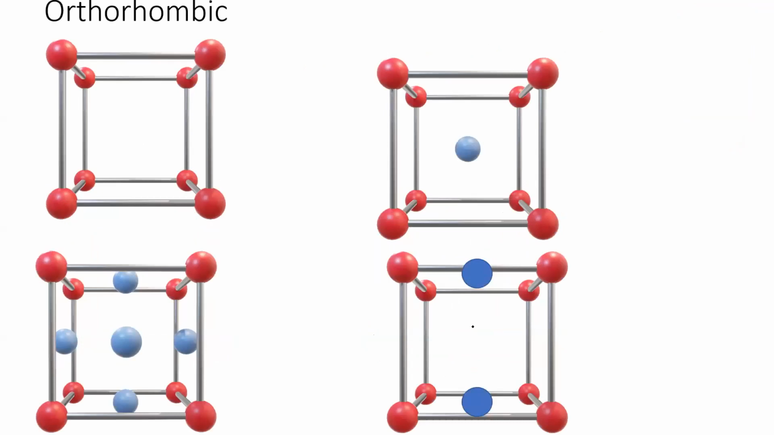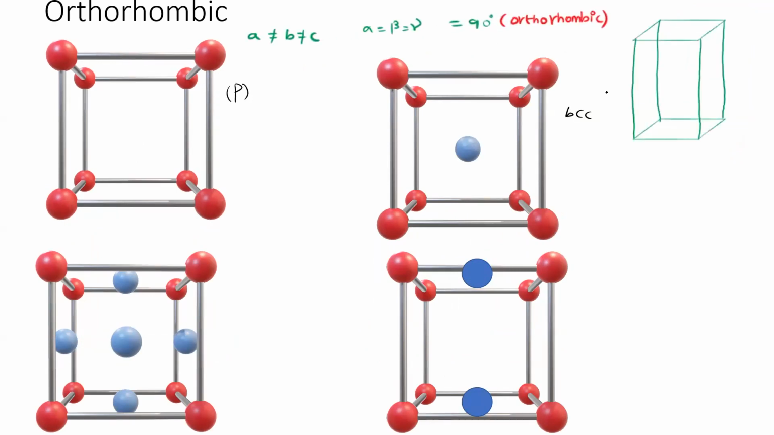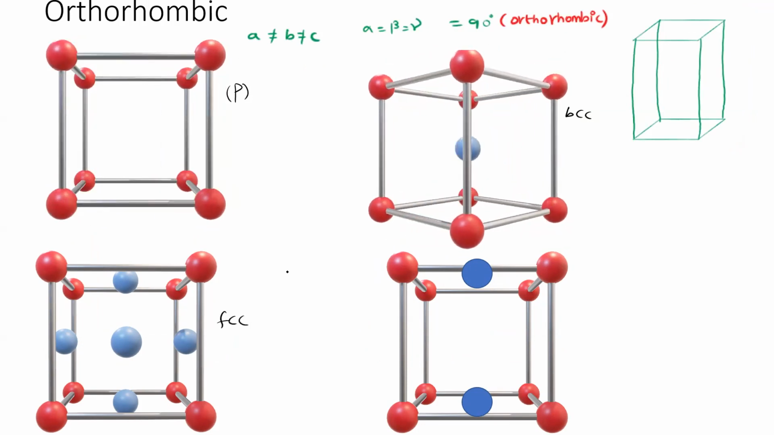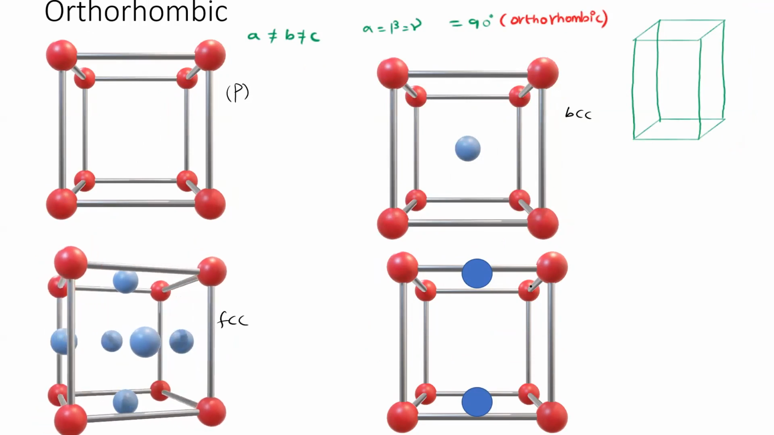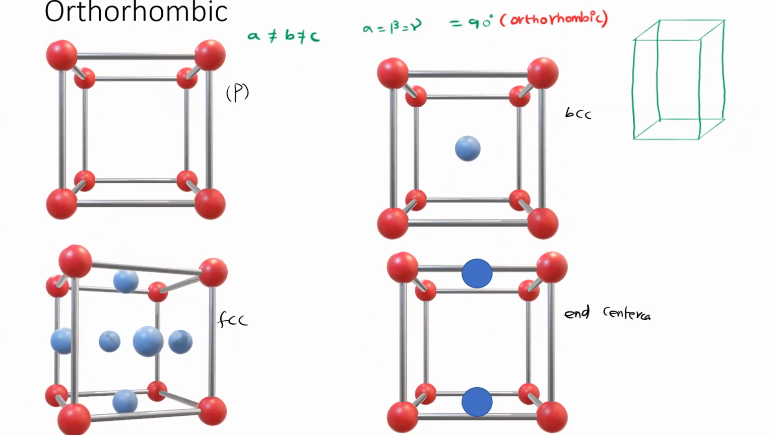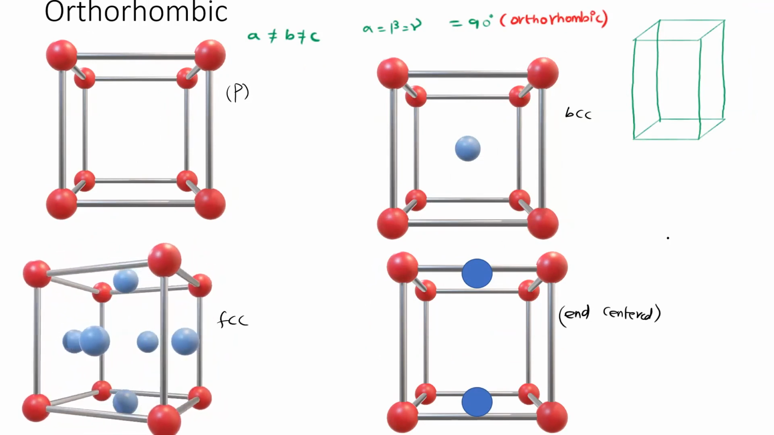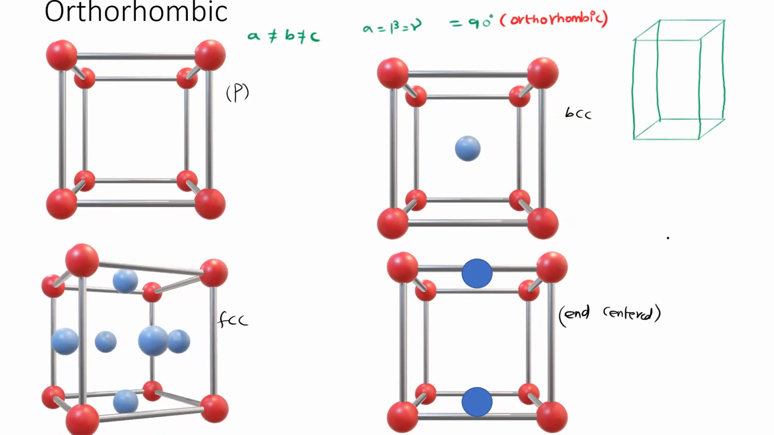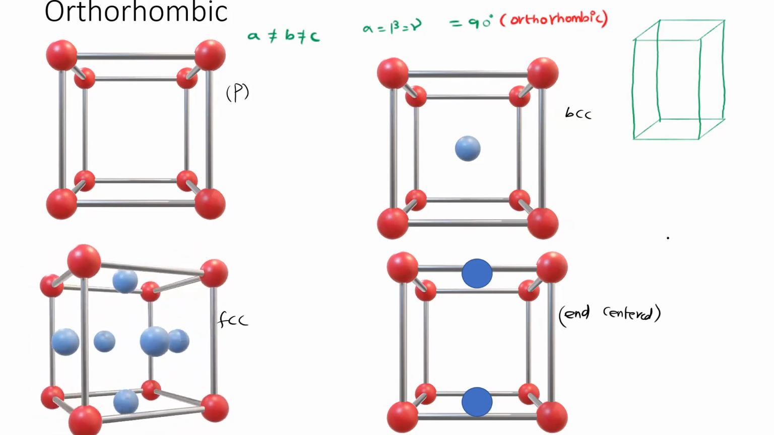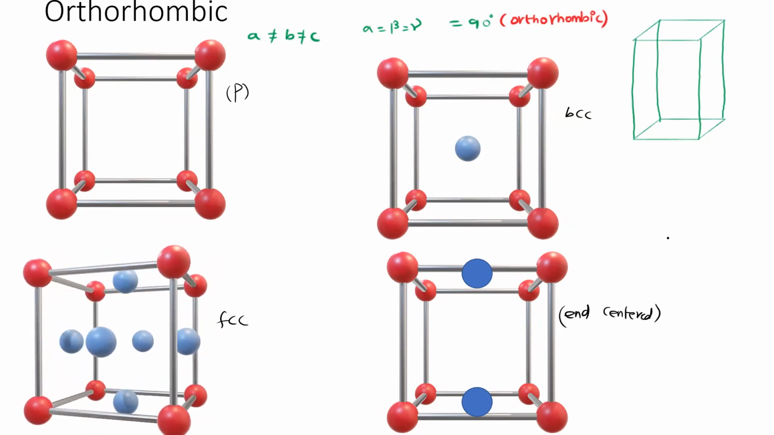Okay. And next one is orthorhombic. Orthorhombic, we have all the categories. There is primitive, body centered. Next one is face centered, FCC, and also end centered. This is end centered. Okay, these are all the things. Orthorhombic unit cell will have all these possibilities: primitive, body centered, face centered, and end centered.